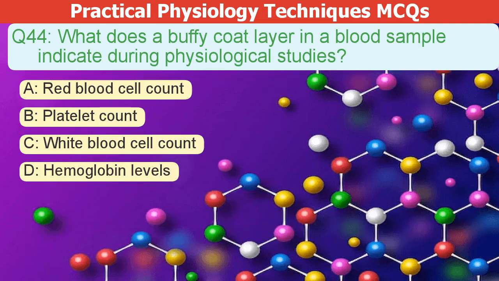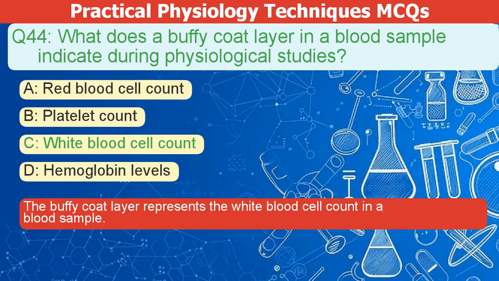What does a buffy coat layer in a blood sample indicate during physiological studies? A. Red blood cell count. B. Platelet count. C. White blood cell count. D. Hemoglobin levels. The correct answer is C. The buffy coat layer represents the white blood cell count in a blood sample.